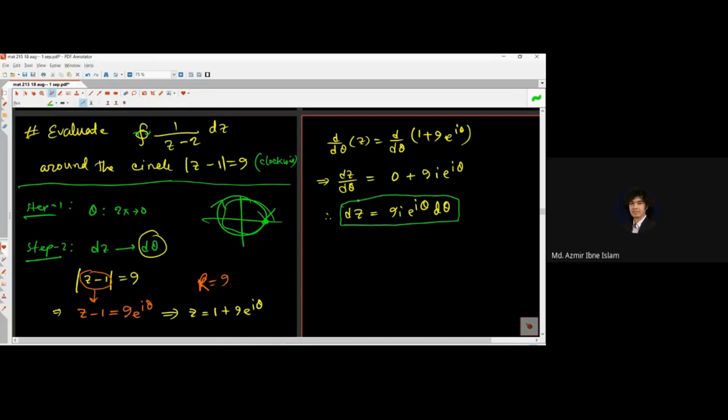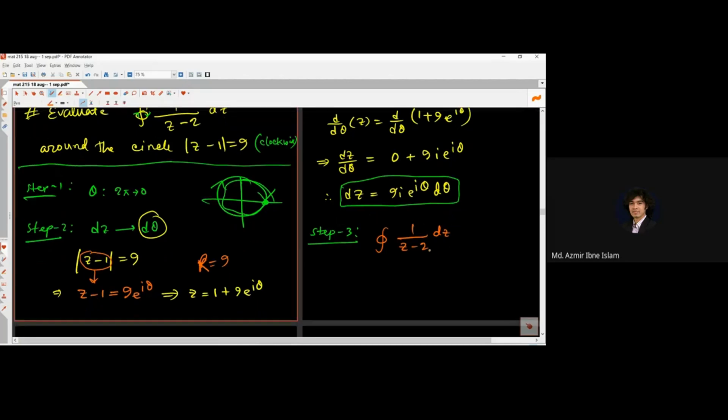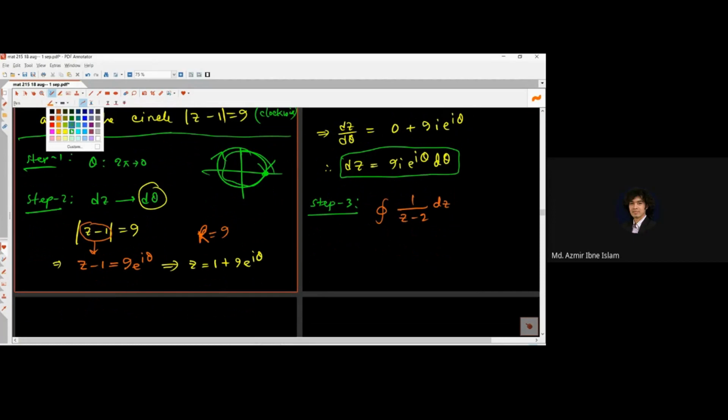Yes, sir. So dz is already in our hand, and let's try to convert the main integral, that is step 3. So our main integral is the integration of 1 over z minus 2 dz. At first we have to convert this integral, which is in f of z form, to f of theta form. Then only we can apply our basic integral skill. So that's why we are rearranging the function. Let's write down 1 over z minus 2, and dz. What is the value of dz? It is 9i e to the power i theta d theta. So for dz, we have this part.